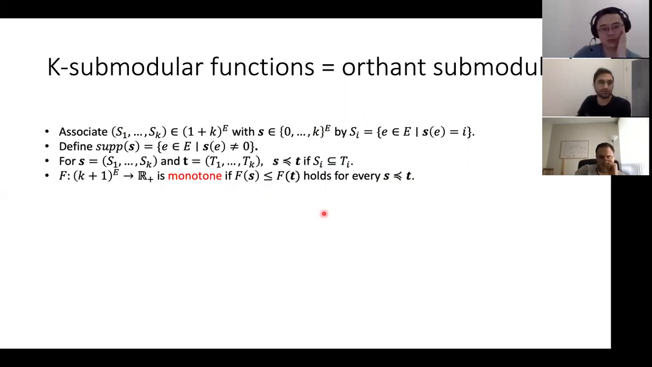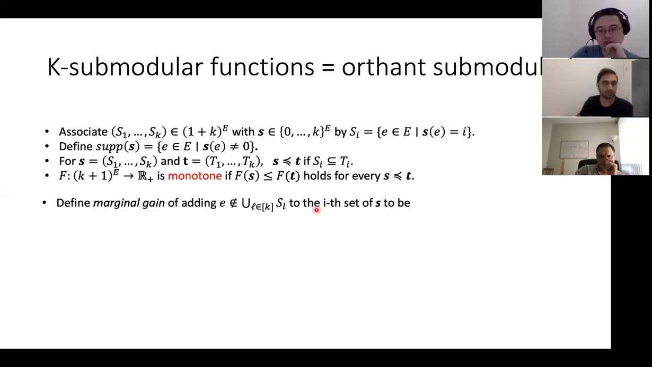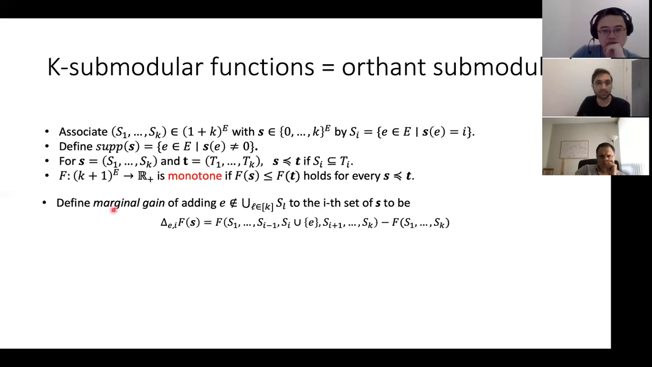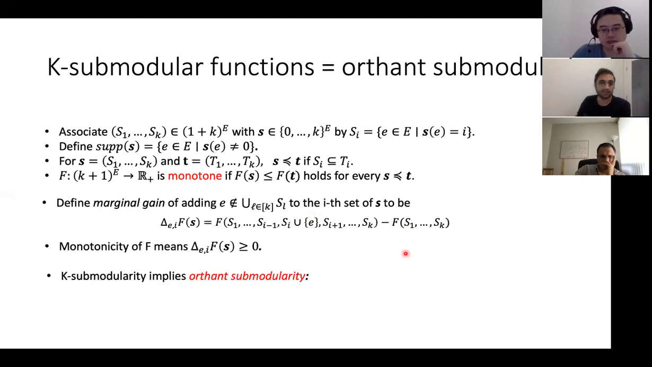Then we have the concept of monotonicity for every orthant. And then we have the definition of marginal gain if we add an element to the i-th set. Monotonicity means that the marginal gain is always positive. And as I said, we have orthant submodularity.